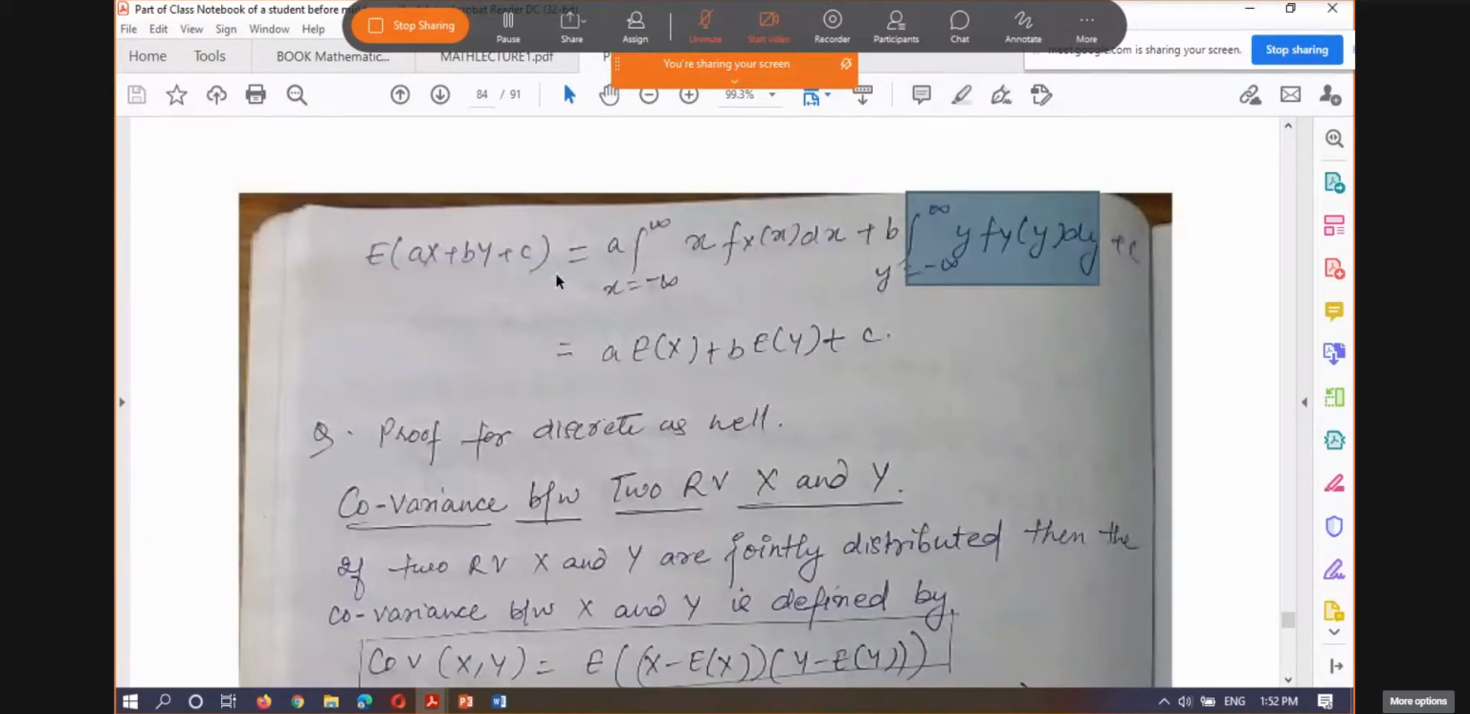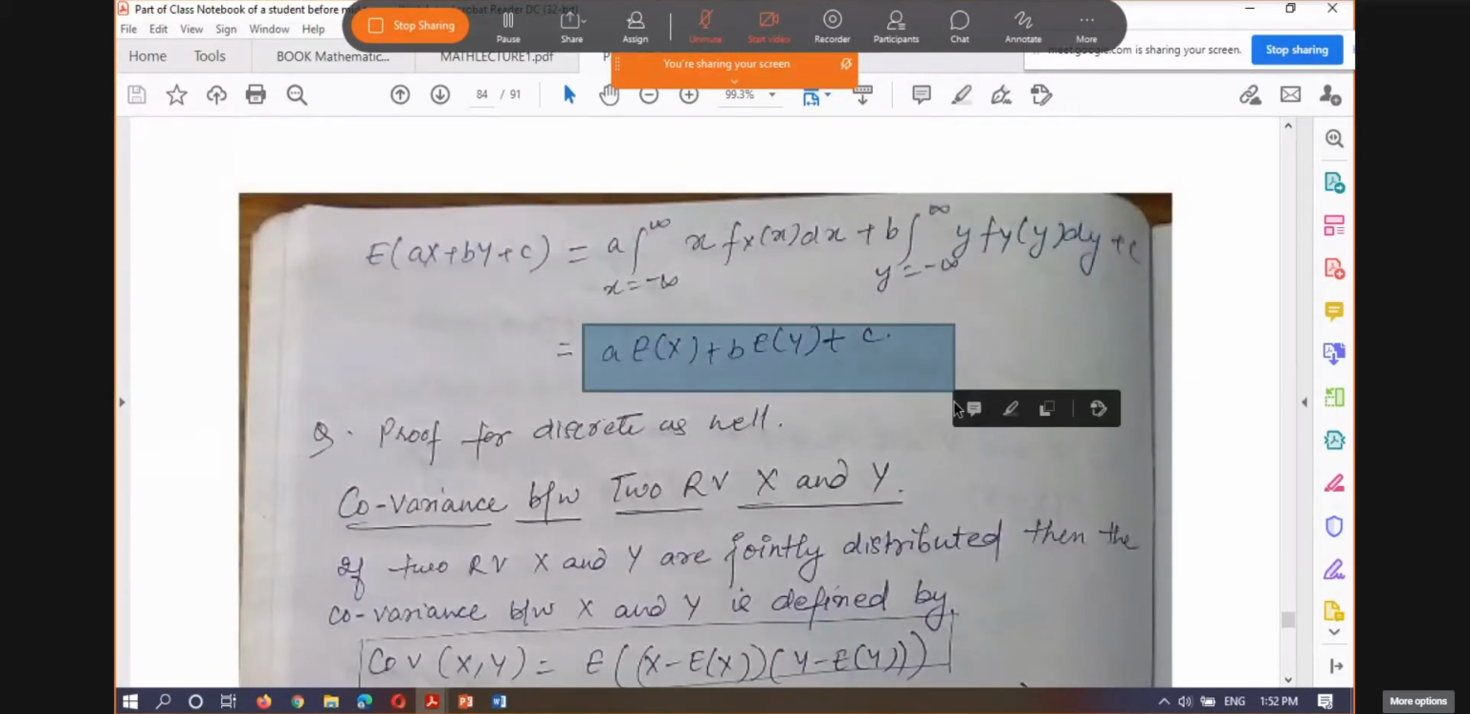So this is the way you prove this result for the case of two continuous random variables. Similarly, you can prove the same result for discrete random variables. When you try to prove this result for the case of discrete random variables, here instead of integration, we have a double summation. And then you can try.